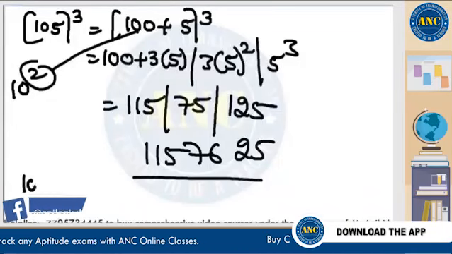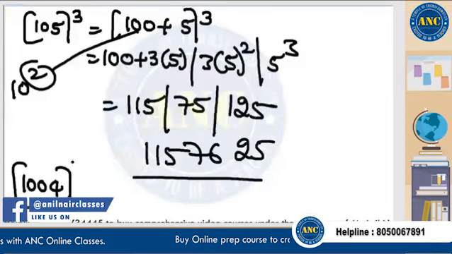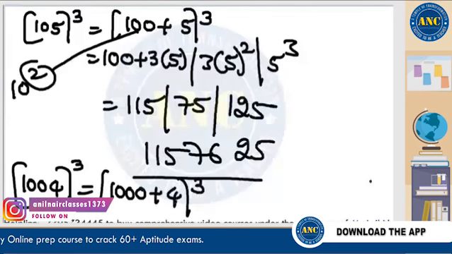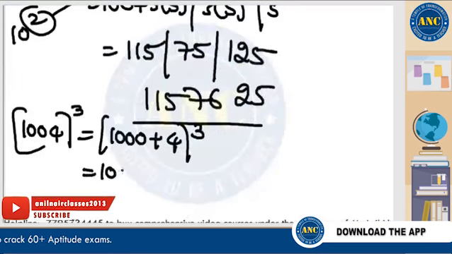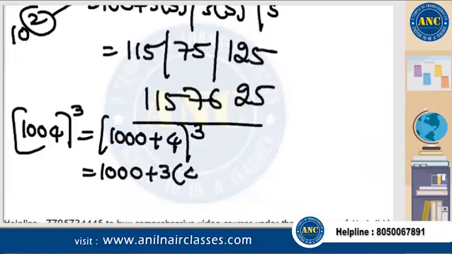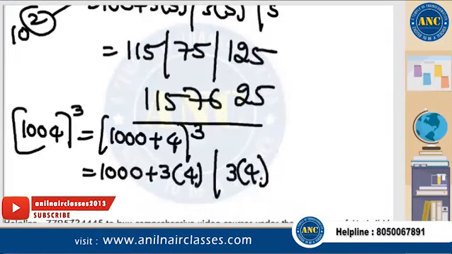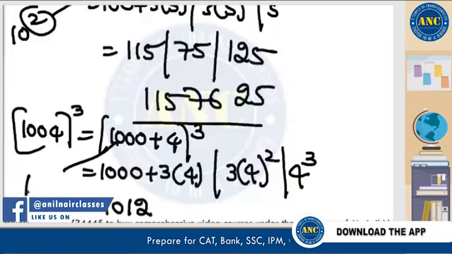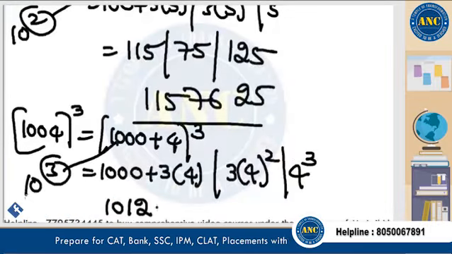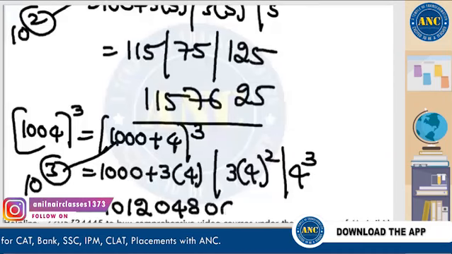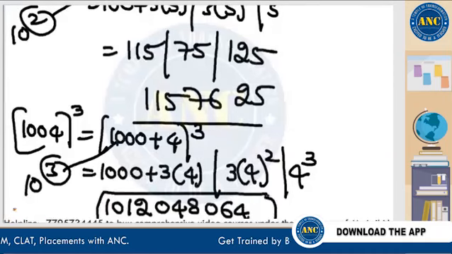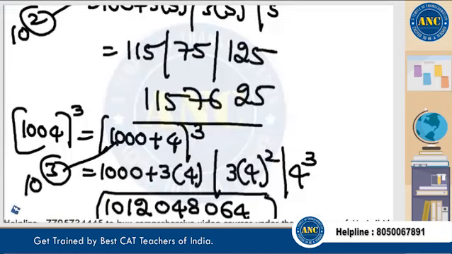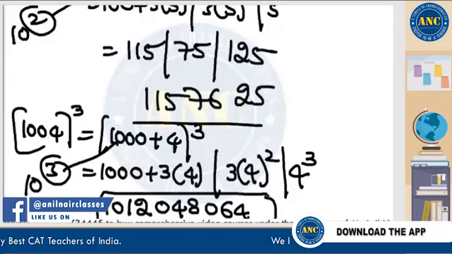Now let us solve a little difficult question. 1004 whole cube is (1000 + 4) power 3. So this will become b, 3x, that is 1000 plus 3 into 4, next is 3x square and next is x cube. This is 1012, 48. 10 cube is 10 power 3, so last two places take 3 digits: 048 and 064. Directly you will get the answer if you know the approach.